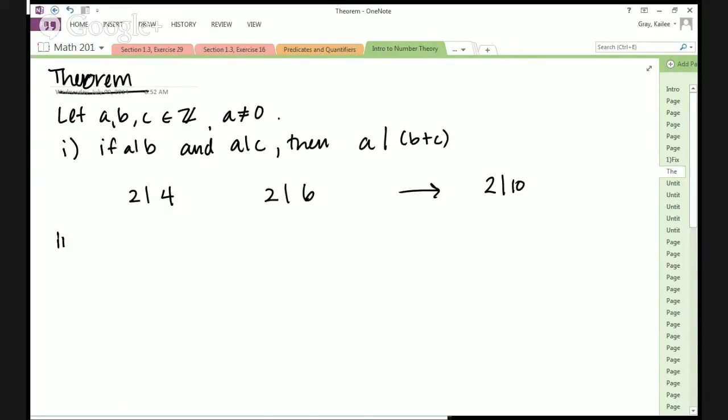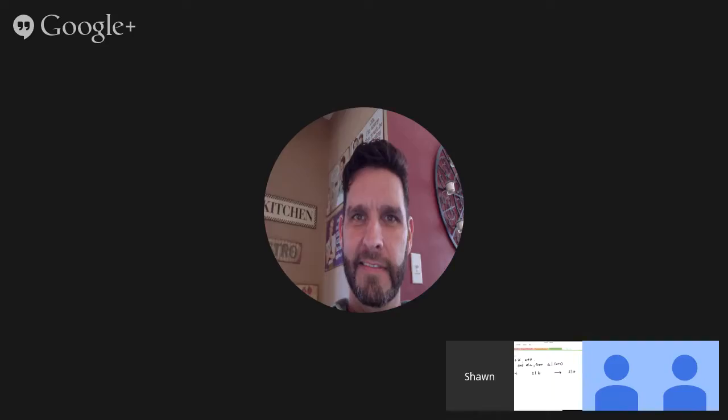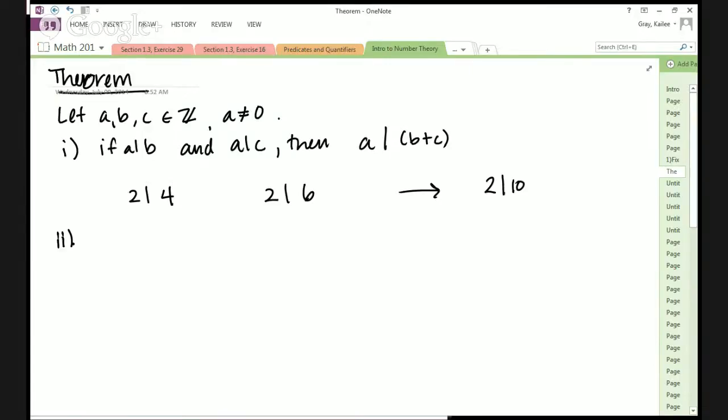So property 2. Does property 1 make sense to you guys? Yeah, what you've explained so far, yeah. So far, okay. So property 2 is the one we're going to prove, and maybe I'll leave you guys to prove property 3. So if A divides B, then A divides BC for all integers C. Okay, so I'm going to do a proof of this.